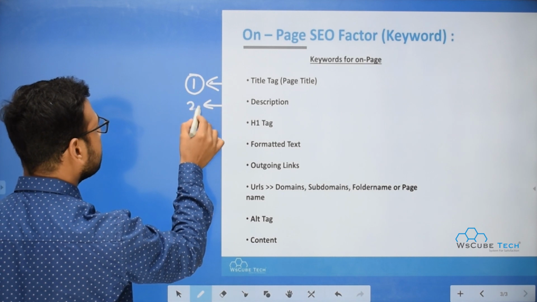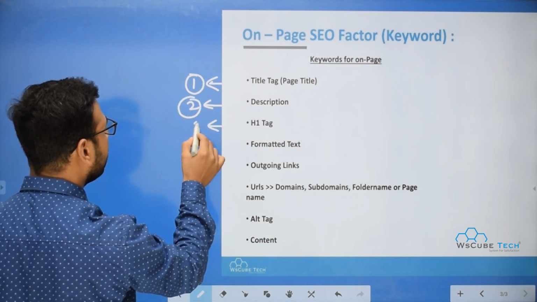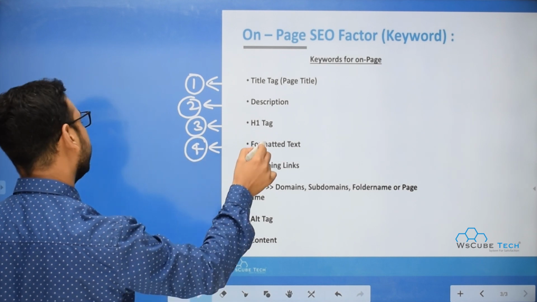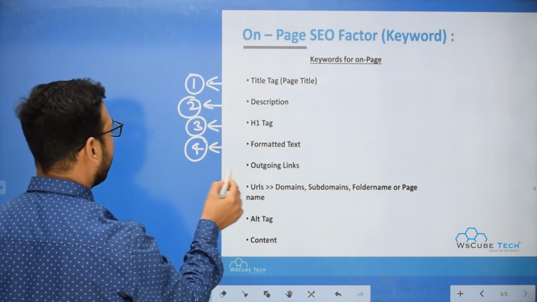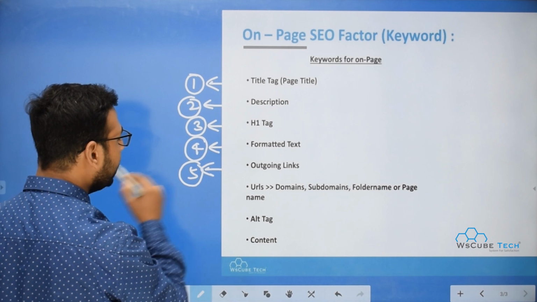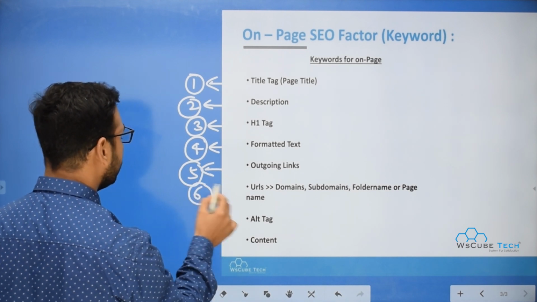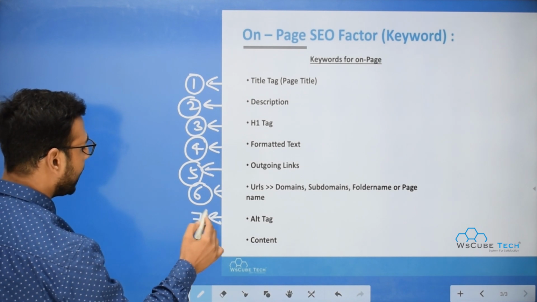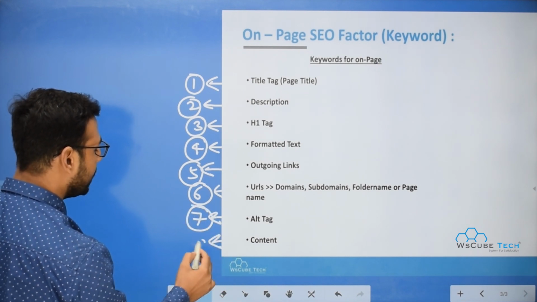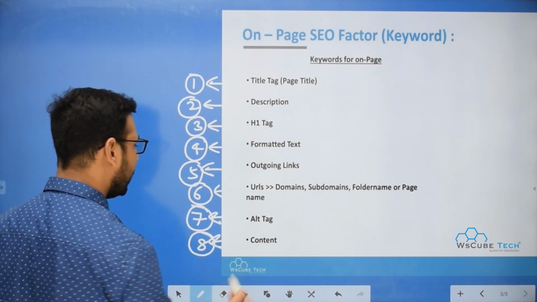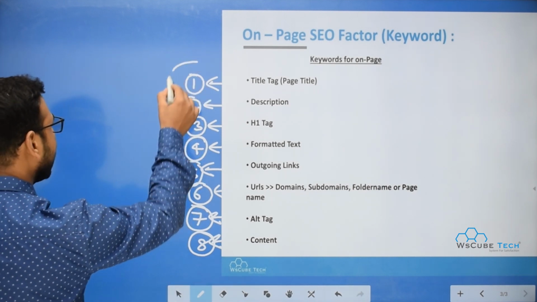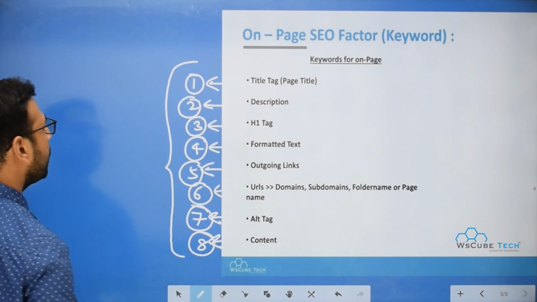The second thing is the description. The third thing is the h1 tag. The fourth thing is formatted text, which is basically present in the content. Then the fifth thing is outgoing links, and the sixth thing is URLs, right? I'll be talking about URLs also. The seventh thing is the alt tag of images, and the eighth one is the other content which is present on your web page. So these are the 8 elements where you can use your keywords.